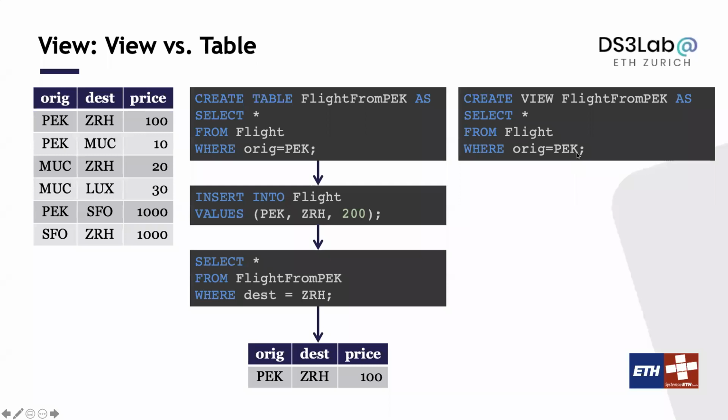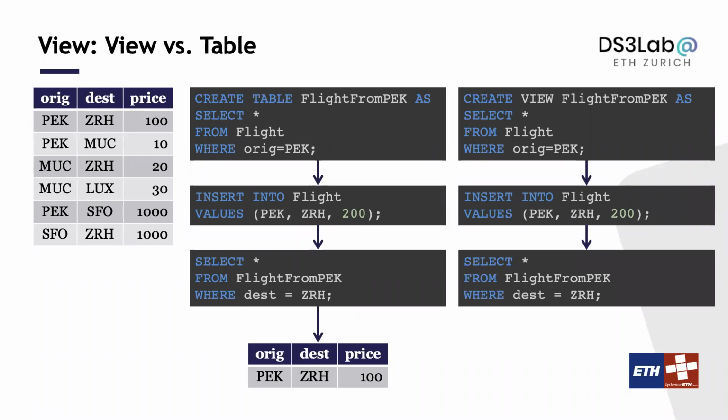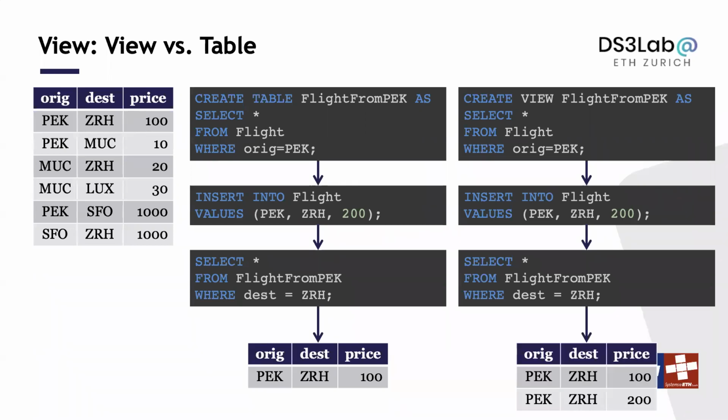However, if you are doing the view, whenever you are inserting another tuple in flight and you query the view again, what's going to happen is the database is going to actually evaluate the view on the fly using the latest data, right? So here you are going to get two tuples in the result, right? By putting this side by side, you can see the difference between table and view, right?